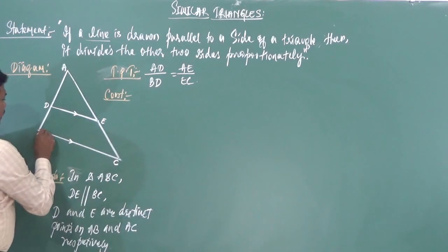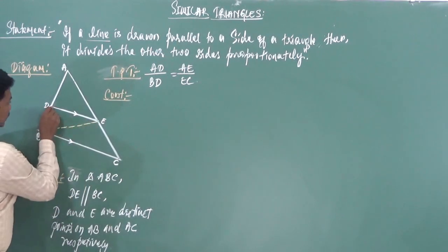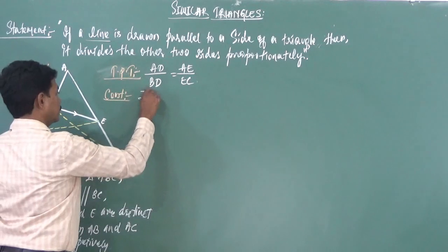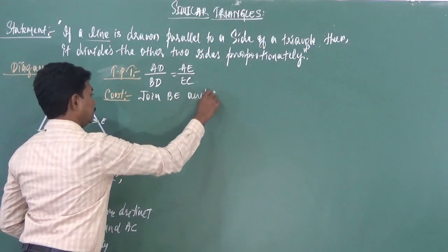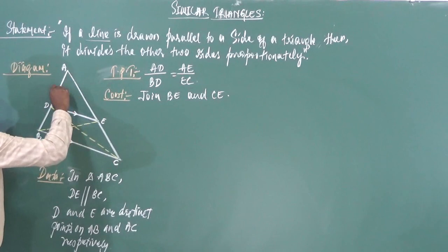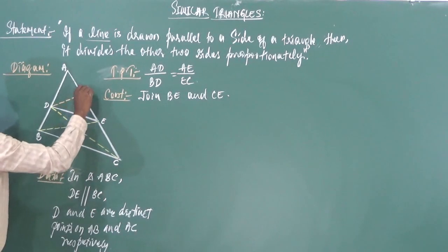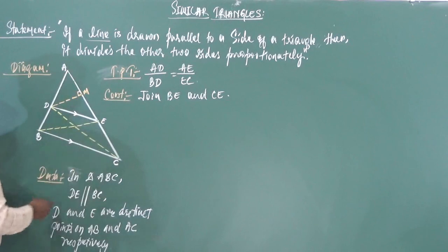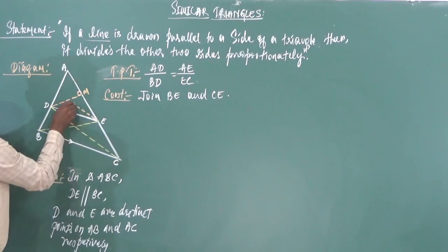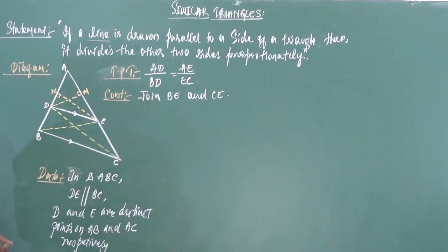So now, join BE. Join this CD. Join BE and CE. Okay. Now draw ED, that is okay, EF, EM or EN. Now draw DM perpendicular to AE, and EN perpendicular to AD. So this is the construction once again.